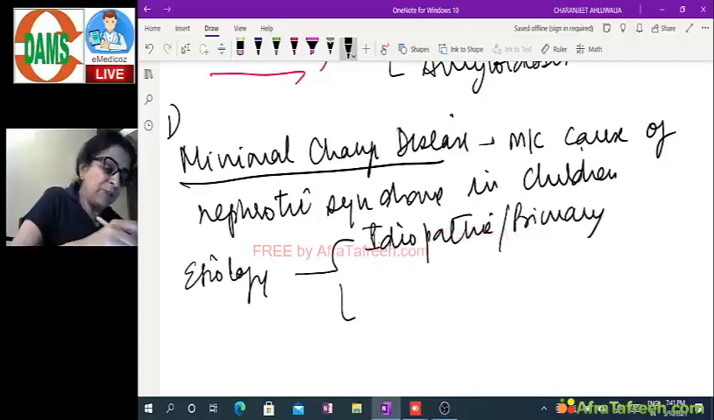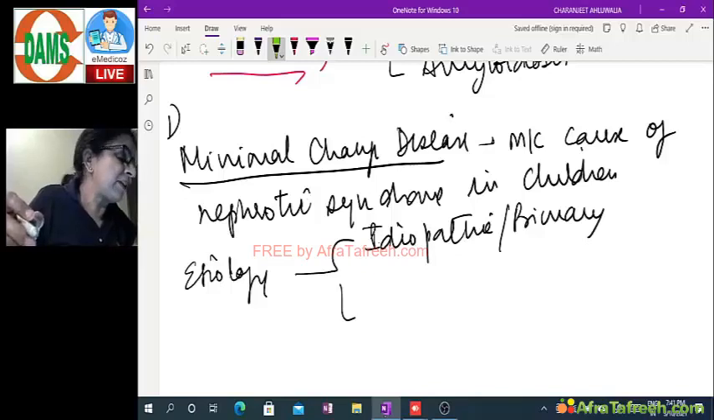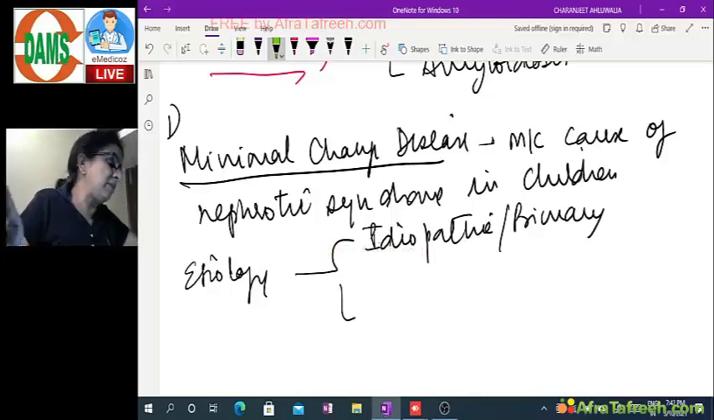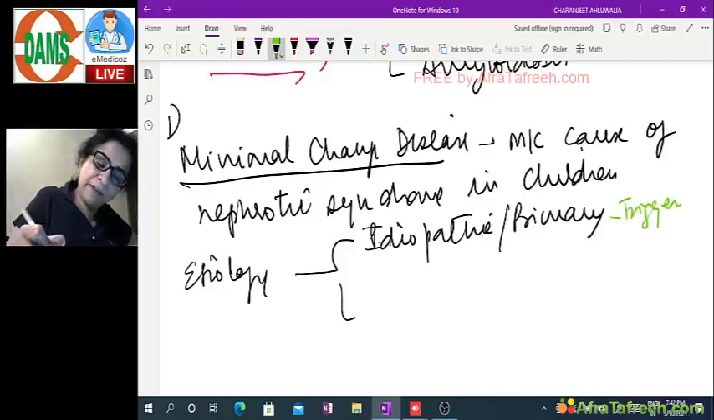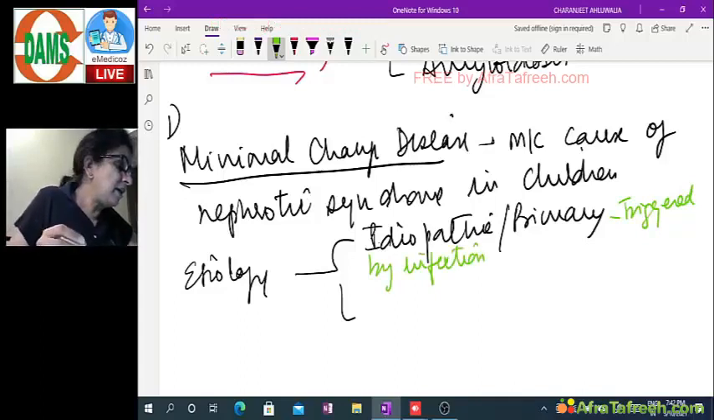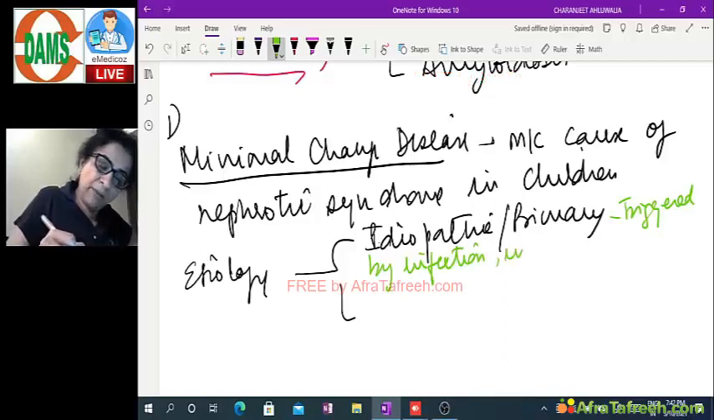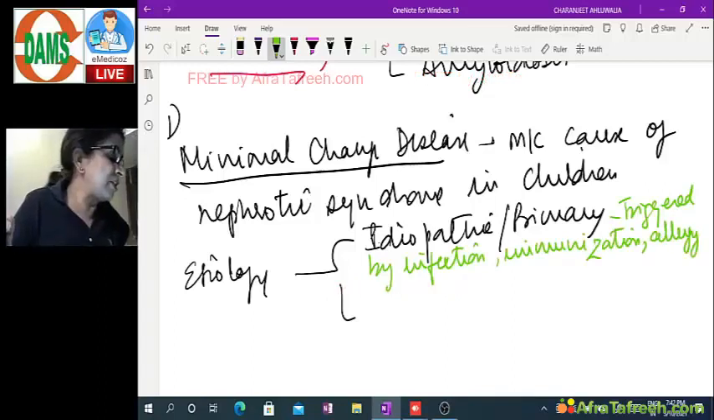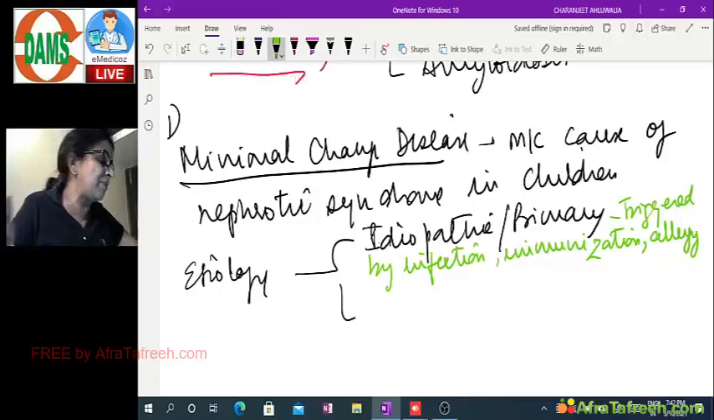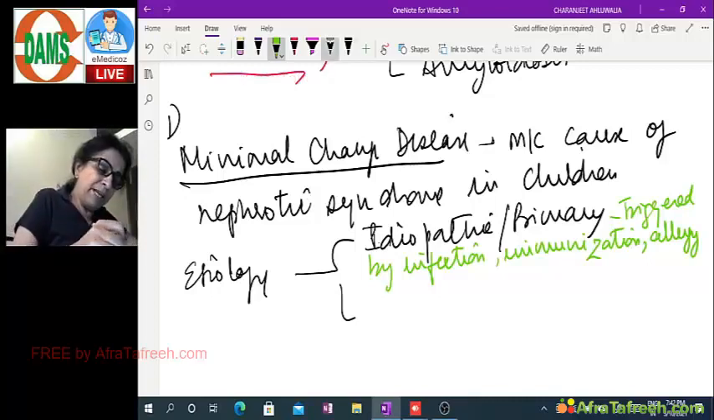And this idiopathic child will give you the characteristic history that nephrotic syndrome, generalized edema happened. This primary or idiopathic is triggered by a recent infection, immunization, or any other immune stimulus, or a recent history of allergy. So if there was an infection, a recent infection, after that it happened, or immunization was given and after that nephrotic syndrome happened in the child, or after an allergy. Or it can be secondary.